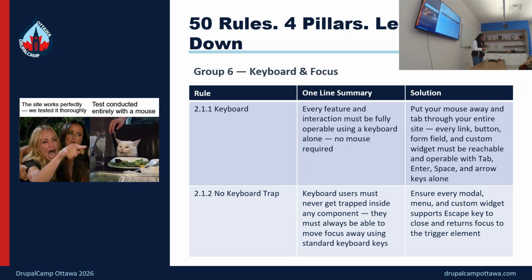Rule number 2.1.1, that is keyboard. Every feature and interaction must be fully operable using keyboard only. No mouse required. For that, you just need to unplug your mouse. Disconnect it. Test the site via your keyboard. If you're not stuck somewhere, you're good to go. The site is accessible for the keyboard rule. If not, you need to work on that. Solution, like I said, every link, button, form field, custom widget, if you're adding any custom JS widget, they all must respect the keyboard rule.